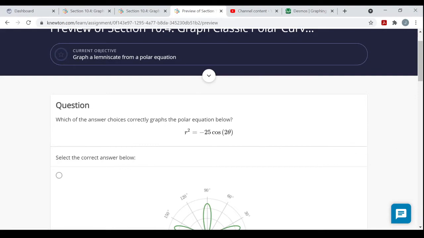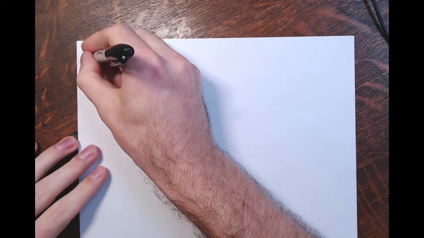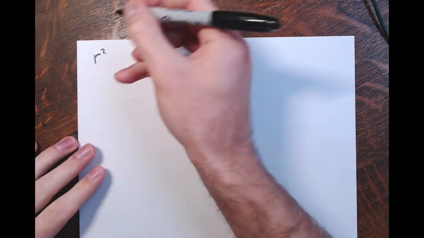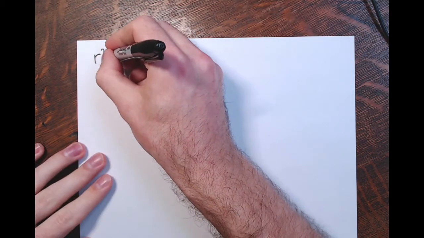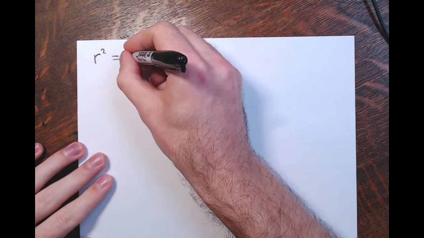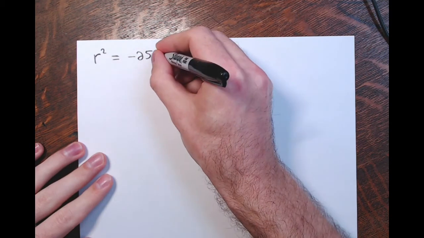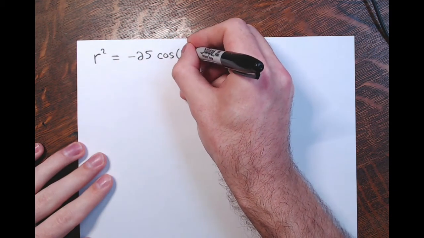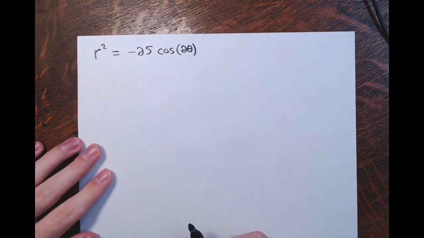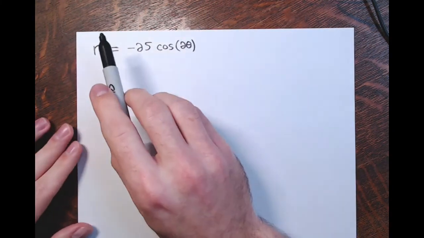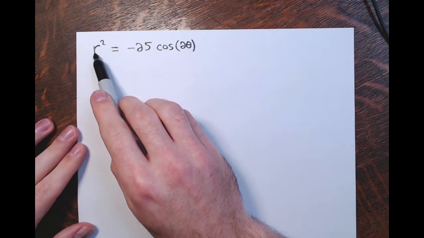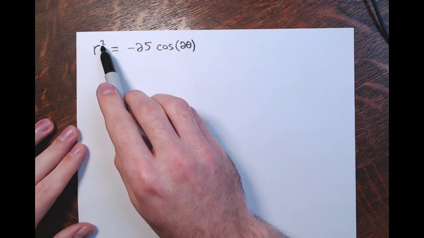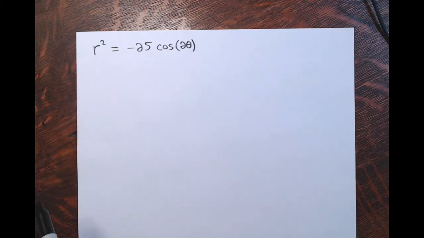So let's take a look at this. This is going to take a little more investigation than your cardioids and limaçons and rose curves, because of the fact that there's r squared here instead of r. So we have r squared equals negative 25 times the cosine of 2 theta. Now you have to remember, when a real number is squared, the result will be non-negative.